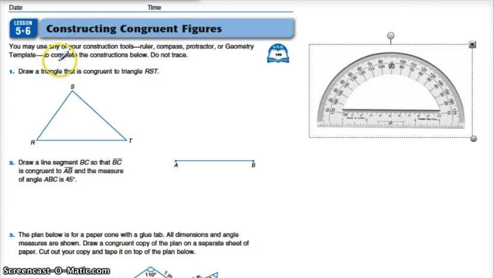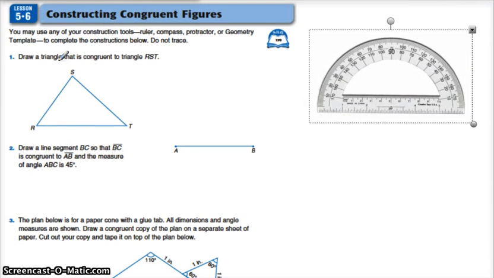So now we're going to be constructing, which means making congruent figures. So number 1, draw a triangle that is congruent to triangle RST. What you're going to need to do first is measure your angles. You're going to want to measure angle T, angle R, and angle S. That's really important. For example, if I were to measure angle T, I'm going to guess angle T is probably around, let's say 40 degrees, 45 degrees.